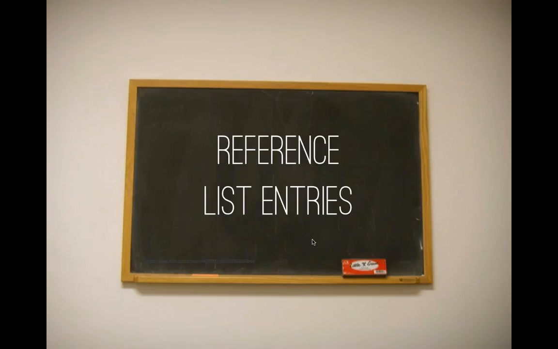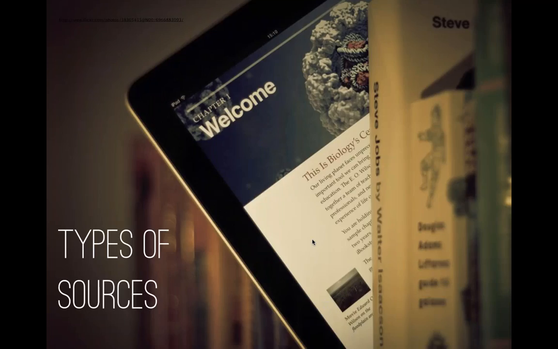All right, let's take a closer look at reference list entries. The first step in deciding how to cite a source is to decide what type of source you have. Is your source a book? Is it a magazine, a newspaper article, a journal, a website, a personal interview, a YouTube video, or other type of print or electronic source?